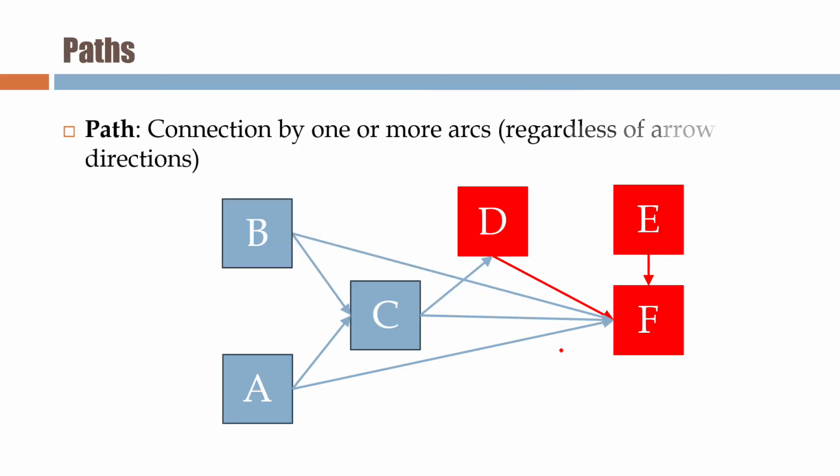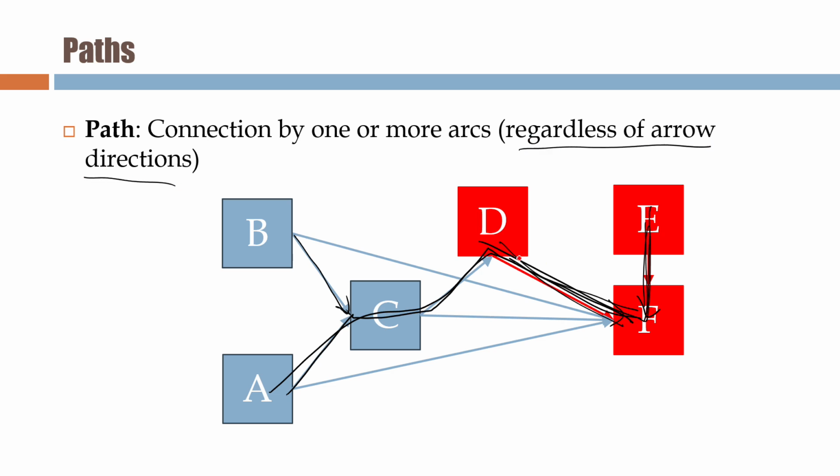So a path is a connection by one or more arcs. The simplest one connection is what we call a path. Or if you move from here to here to here, this is also a path. And even though the arrows are coming into here and here, we also call this a path. So this is regardless of the arrow direction. If it's connected, we call this a path.